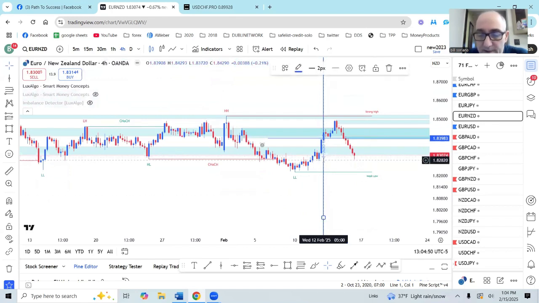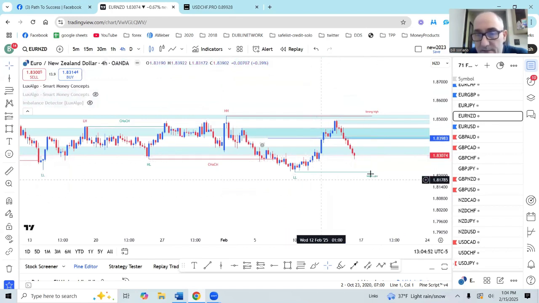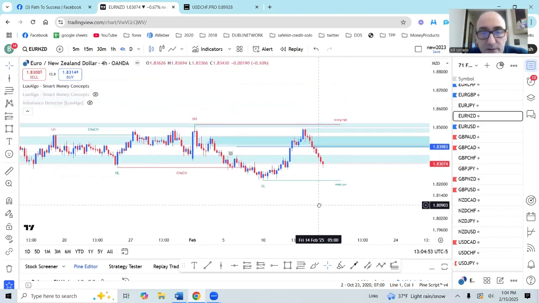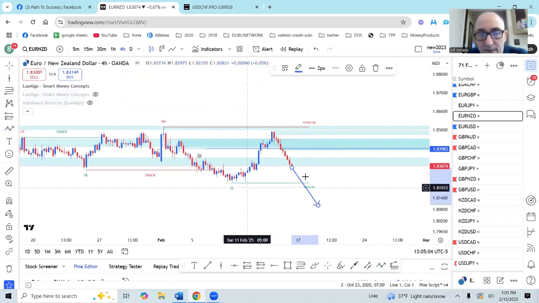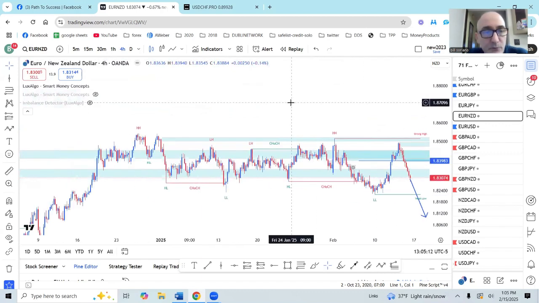You may have targeted this low down here. But if you're not still in this trade, then again, if price continues down, makes a new low this week, then if it breaks this structure right here, we'll have a new supply zone that we could possibly trade from, right?